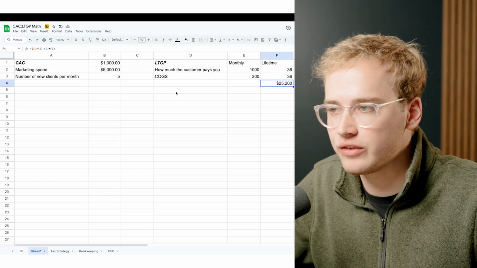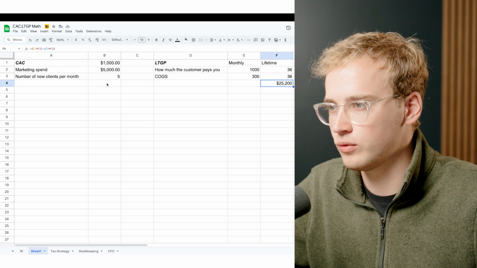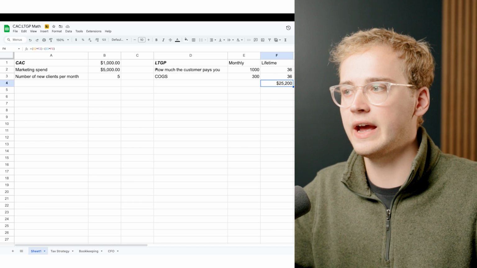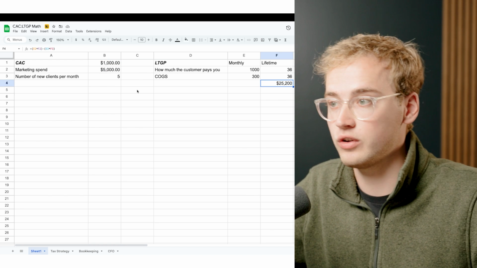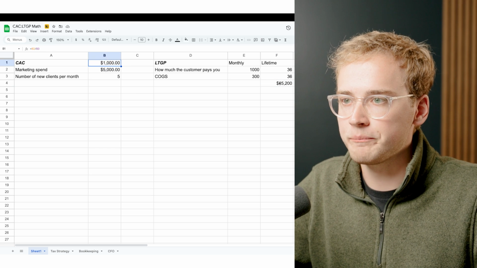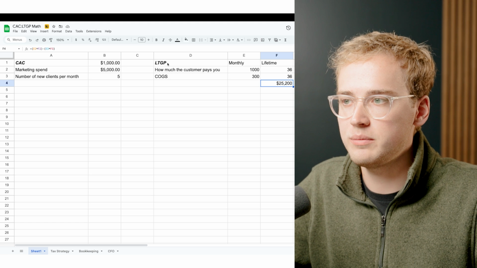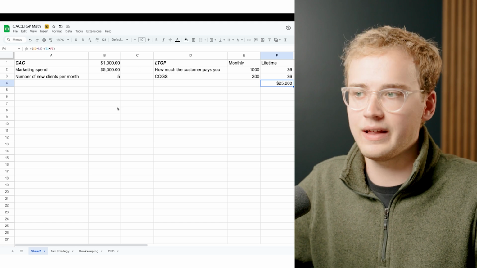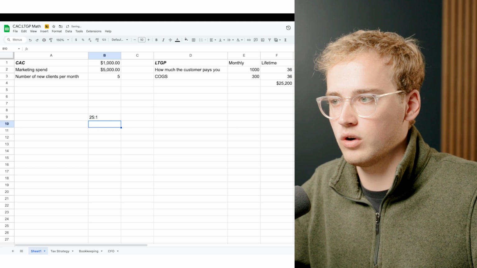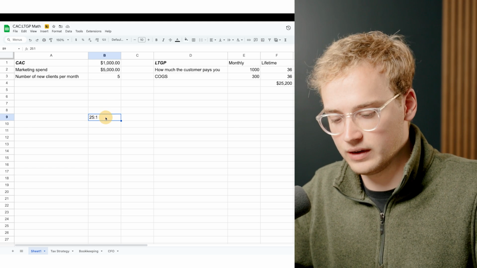But this is where we start to look at our business as an investment vehicle, not as a day job, right? So if I were to spend money on growing the business, what is going to be the ROI on that? And this is a metric that you can actually measure. It's called CAC to LTGP. So in this case, if your CAC is $1,000, and your lifetime gross profit is $25,000, then your CAC to LTGP is 1 to 25, or I like to go LTGP to CAC. So your LTGP to CAC would be 25 to 1. So we can get a 25x return on our money that we spend into the business.